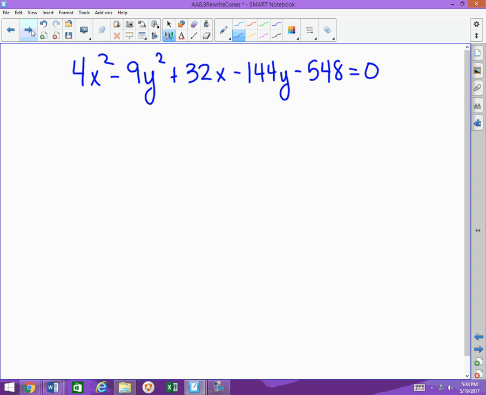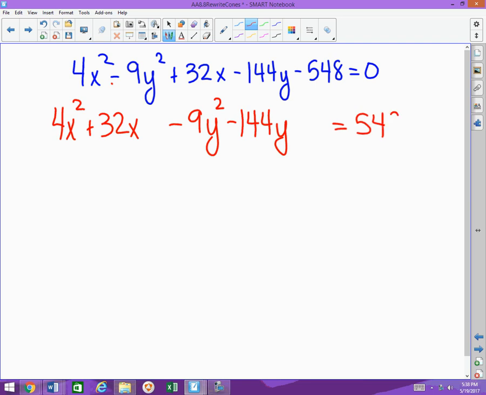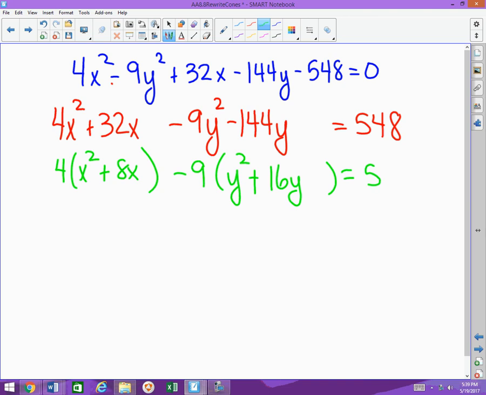Now we'll look at one more, and this happens to be a hyperbola, because we have a 4 and a negative 9. Again, we have to group the x stuff: 4x squared plus 32x, minus 9y squared minus 144y equals 548. Then we factor the 4 out to get x squared plus 8x. Here we factor a negative 9 out to get y squared plus 16y equals 548.